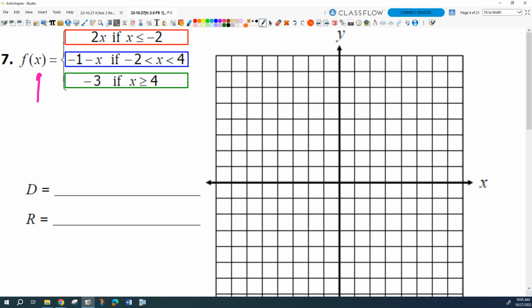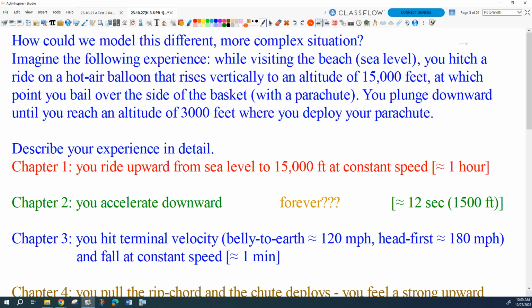So our input variable is x. Our output variable is y. Remember, f of x is just a fancy name for y. I'm sure you've heard that before. For our previous example with the parachute, what do you think our input variable is going to be?